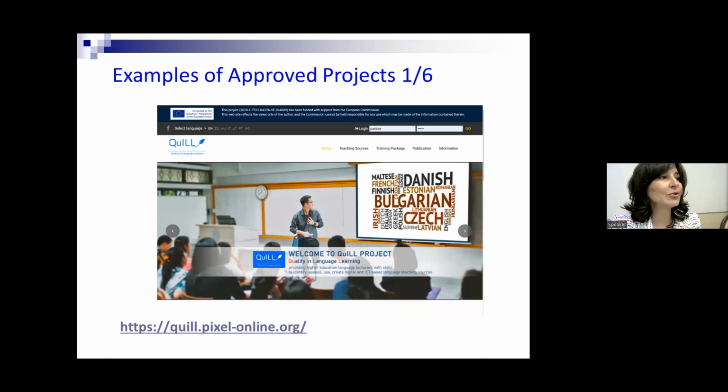And briefly, examples of approved projects in which Pixel was and is involved in the field of language teaching and learning. And I will start with this one. This is quality in language learning. The applicant organization is a Portuguese university, and we are, as Pixel, the partner in charge of supporting the project writing process and project management. And the purpose of this project is, as in the title, the promotion of quality language learning. More specifically, we are trying to provide language teachers at higher education level with the skills to select and to use digital teaching sources in education.